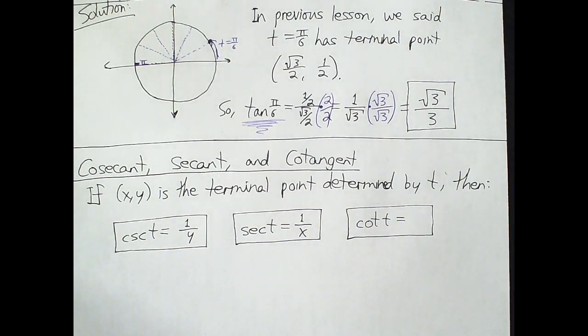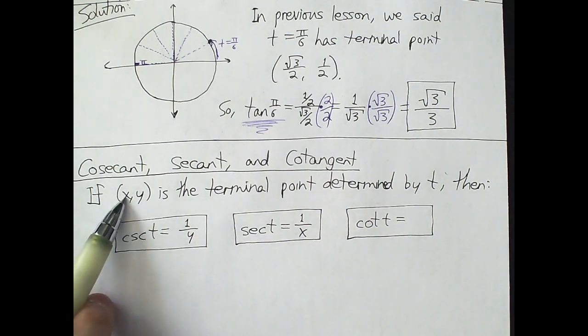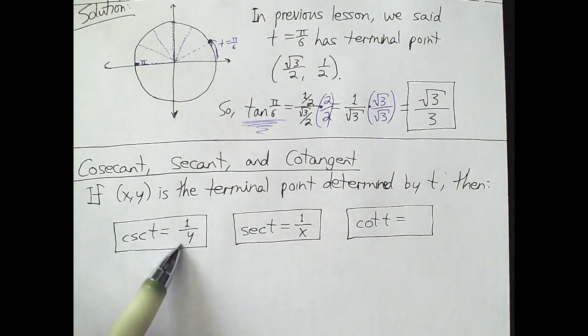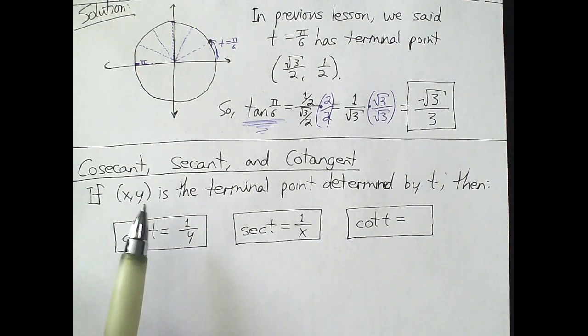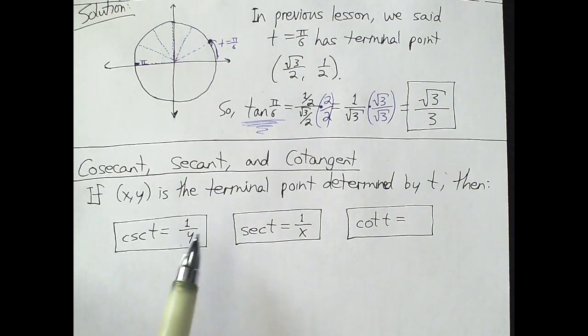That's not so bad, right? That means that if you find x comma y, you just put 1 on top of it, right? Or maybe you might have some other simplifying to do to make the answer look nicer so that you don't have a fraction in a fraction. You might have a little simplifying step to do. But if you find x comma y, you can find cosecant and you can find secant.